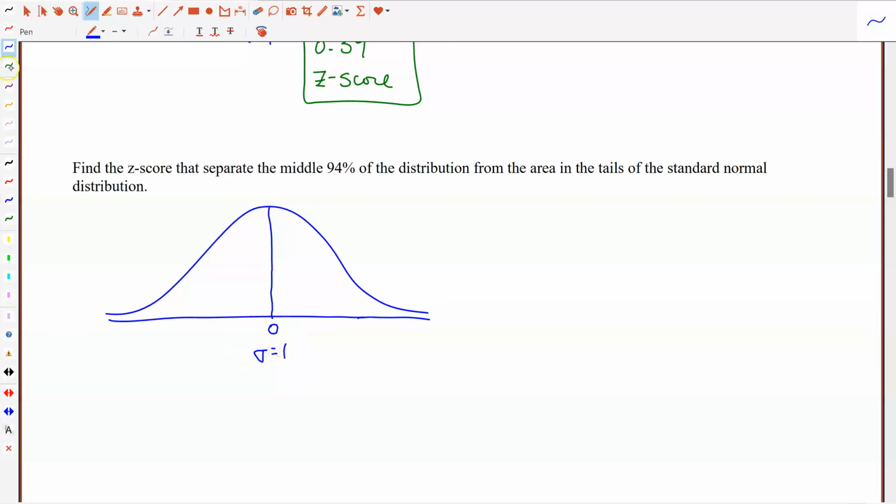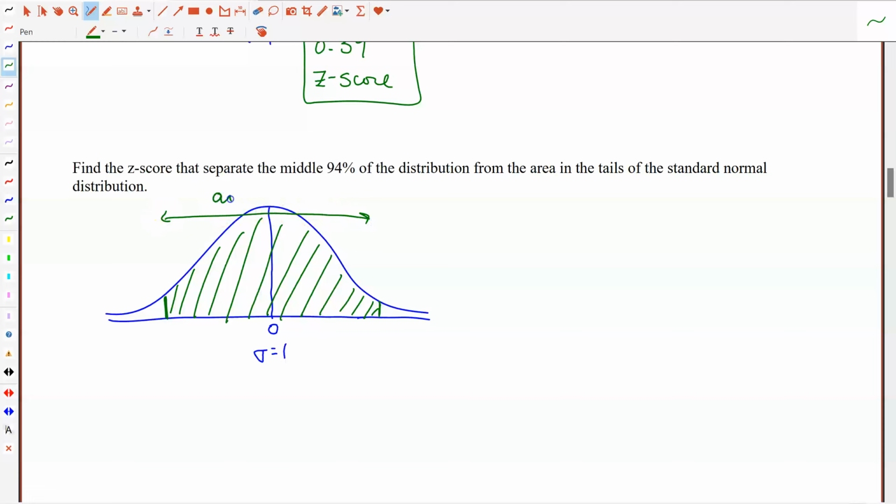Alright, so I want to trap the area that's going to be in the middle 94%. So this is the region that I'm looking at, such that this region has an area of 94% or 0.94. And then the question that is being posed to me is what are these z-scores down there that would create this 94% of area in the middle.